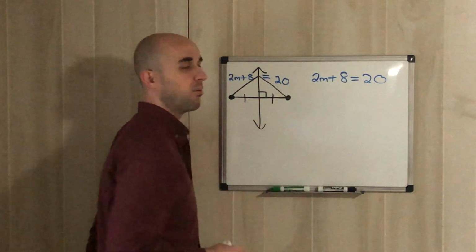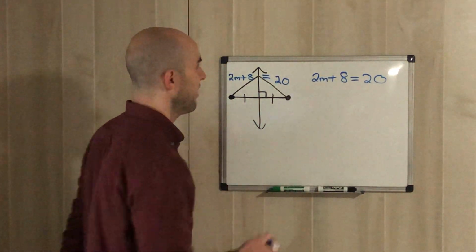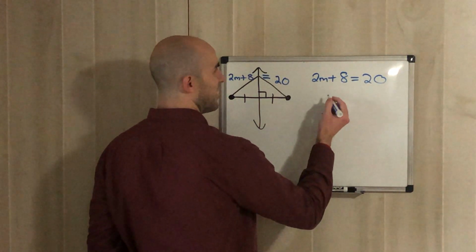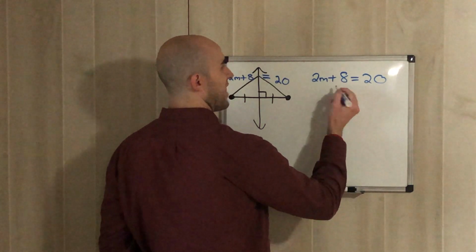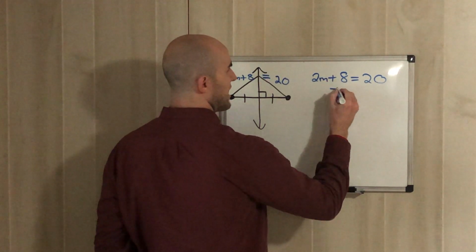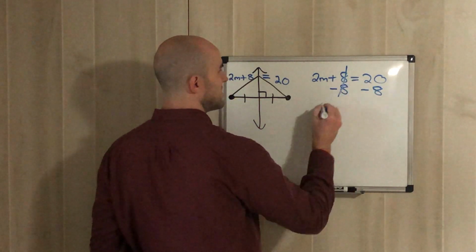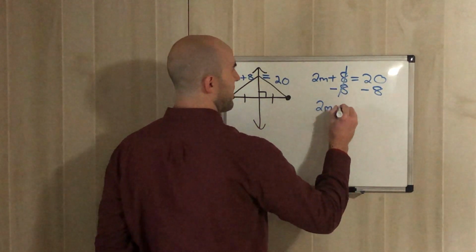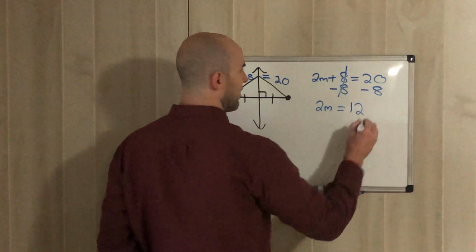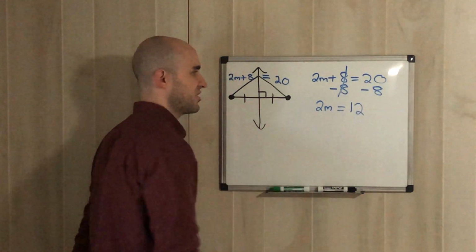And once you have that equation, now it's just solving it out, right? We have 2m plus 8 equals 20. Save the variable for last, right? To get rid of the 8, we do the opposite of addition, which is subtraction. Subtract from both sides. And we're left with 2m equals 12, because 20 minus 8 gives us 12.